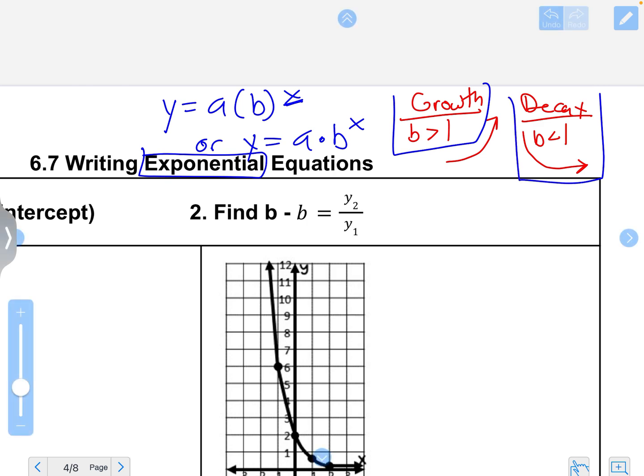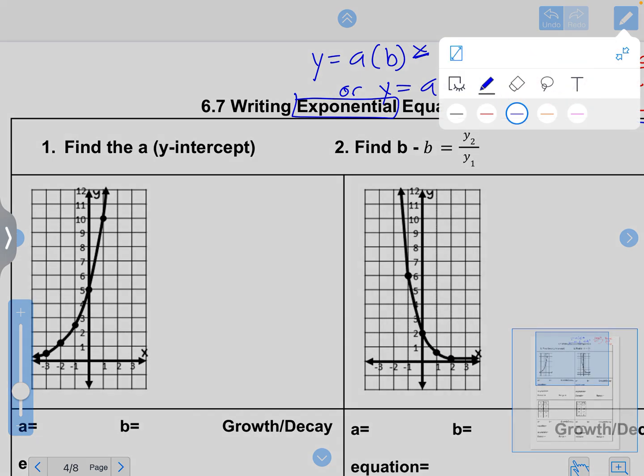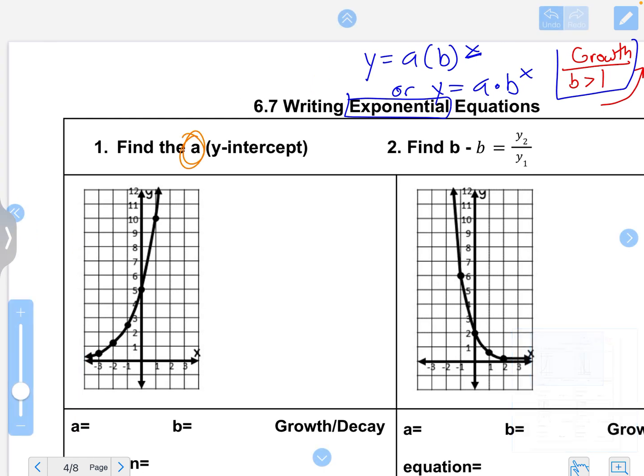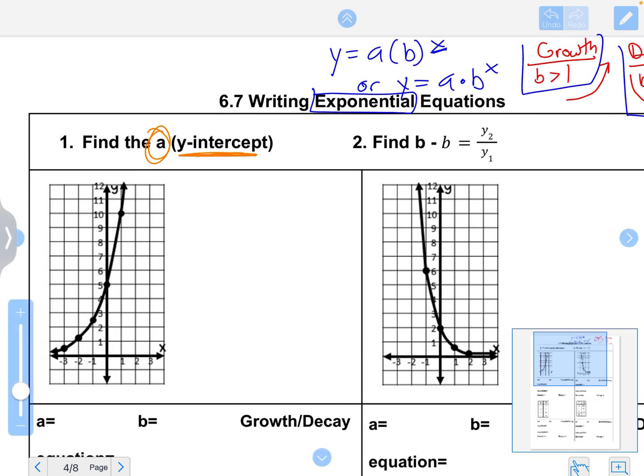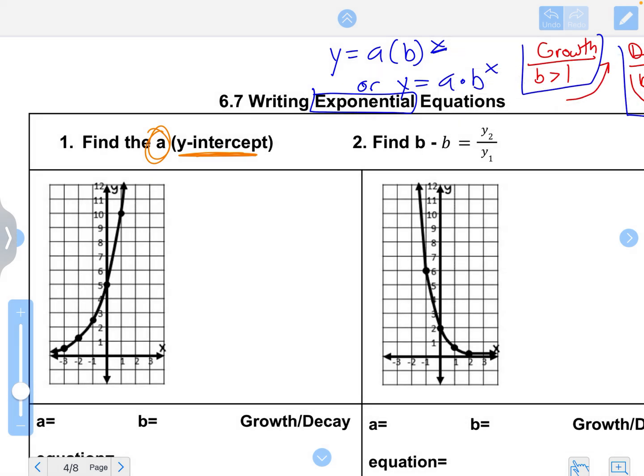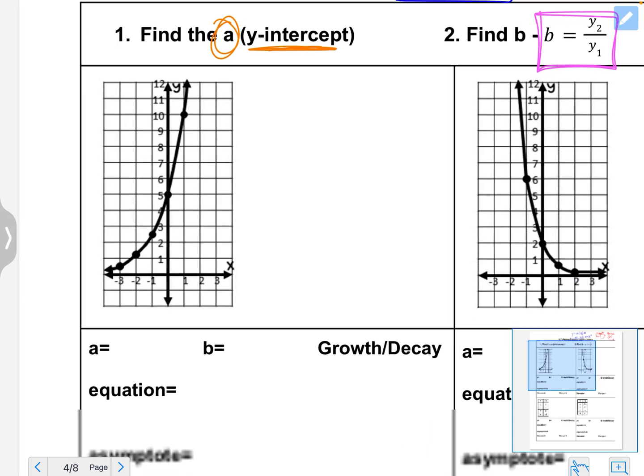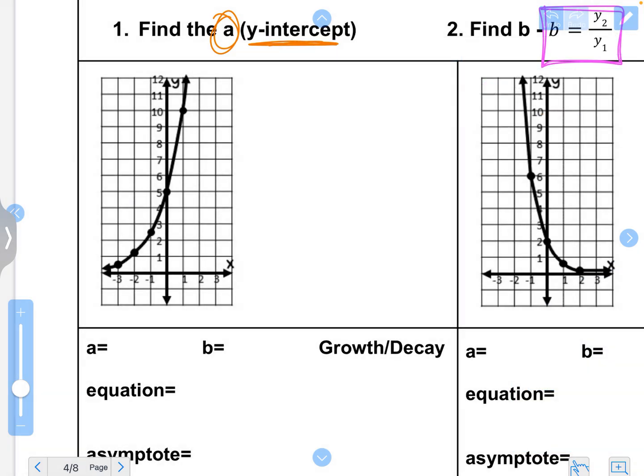And so today we're going to work on finding the two main features of these graphs. We're going to work on finding the a, which is the y-intercept where it crosses the y-axis. And then we're going to work on finding the b, which we're going to do y2 divided by y1. So the y-intercept is always the easy one. We just look at the graph, we look at our y-axis, and then we see where that graph crosses the y-axis. So it crosses the y-axis at 5. That's our y-intercept. So now we need to find our b. We need to go y2 divided by y1.